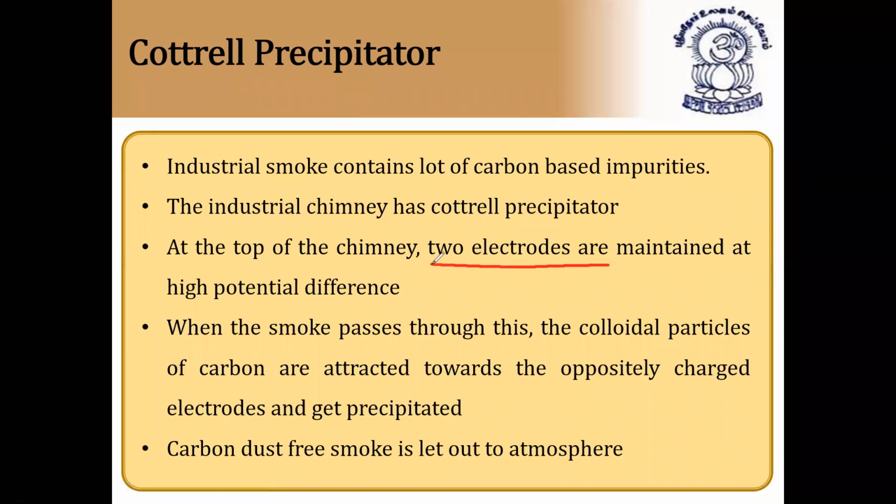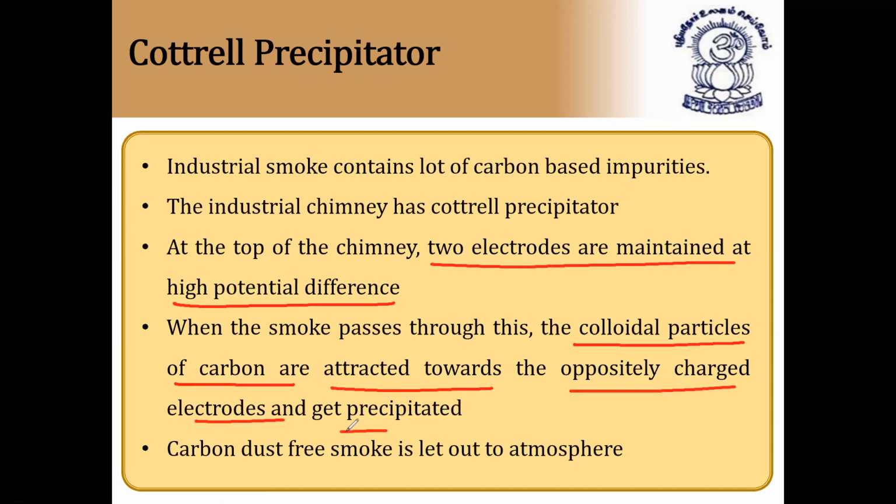These two electrodes are maintained at a high potential difference. When the smoke passes through them, the colloidal carbon particles, which are charged, are attracted towards the oppositely charged electrodes and get precipitated. This is nothing but electrophoresis. By means of electrophoresis, these carbon-based impurities get coagulated from the industrial smoke, so carbon-dust-free smoke is let out to the atmosphere, because the carbon-based impurities get converted into precipitate. I hope it is clear.